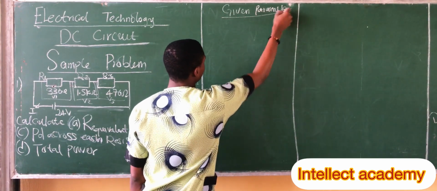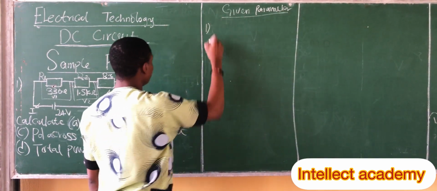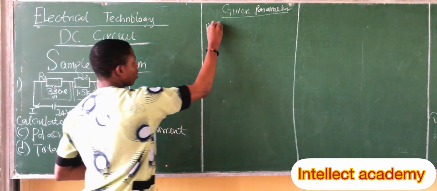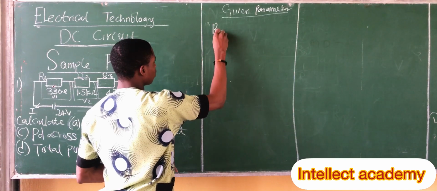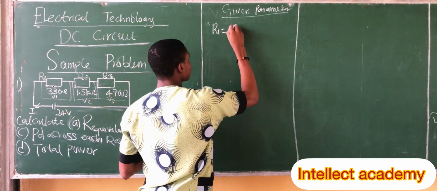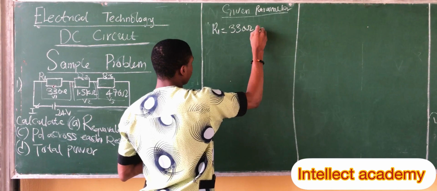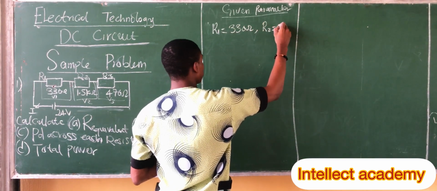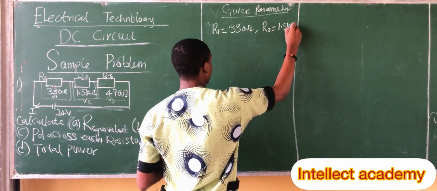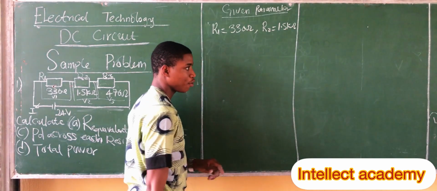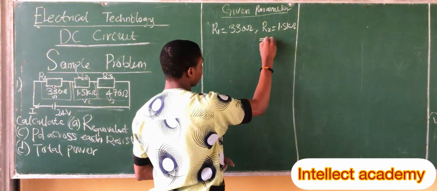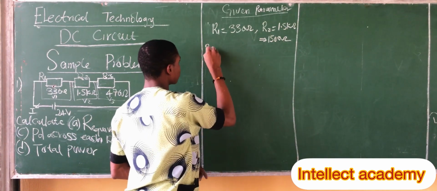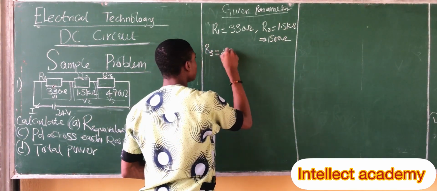So what are we given? Number one, we are given the first resistance, which is R1. R1 is equal to 330 ohms. We have R2 to be 1.5 kilo ohms, which is the same thing as 1500 ohms. So we can write 1500 ohms. R3 is 470 ohms.